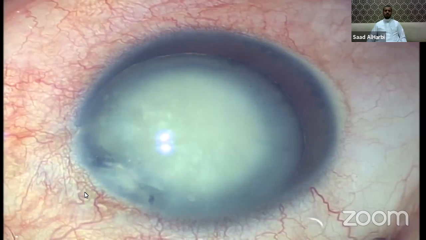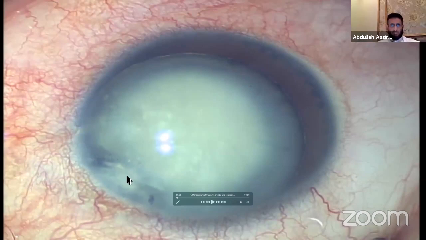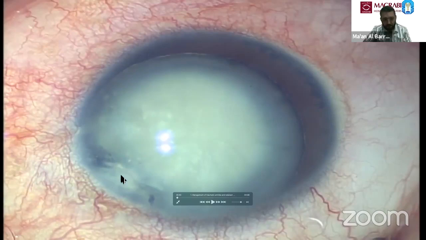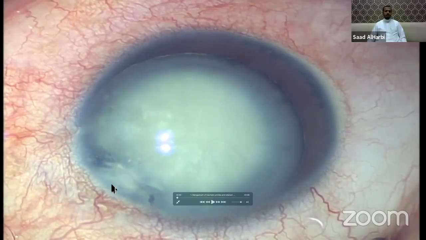So this patient has a penetrating globe injury, and as you can see, can you see my mic? Yeah, we can see it. Okay, we can see the mark.